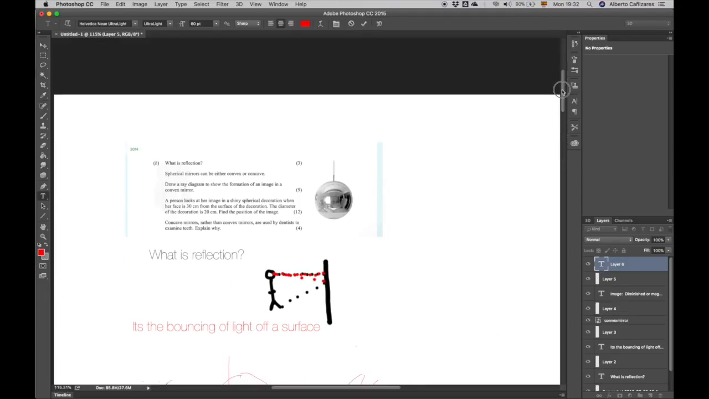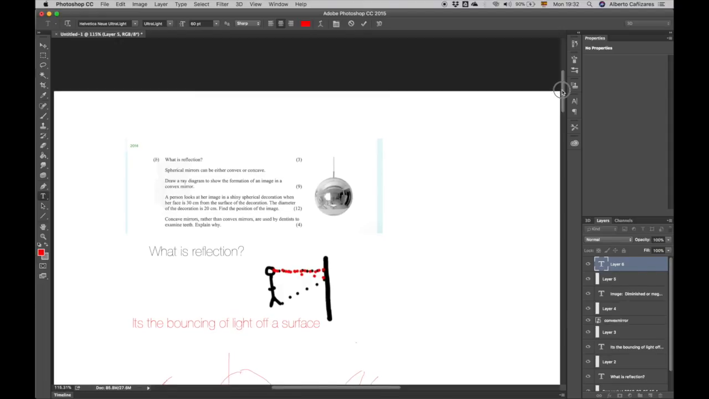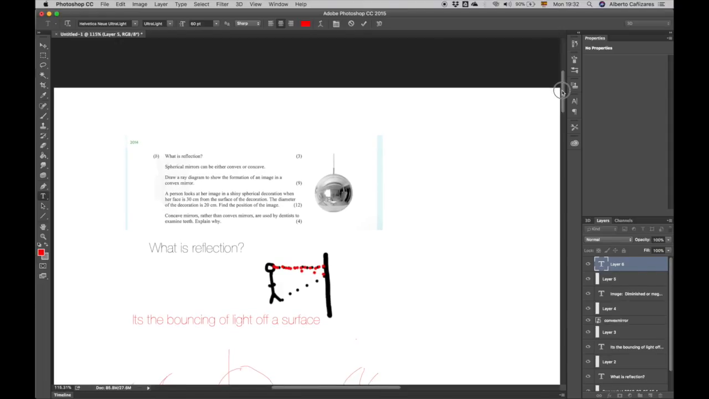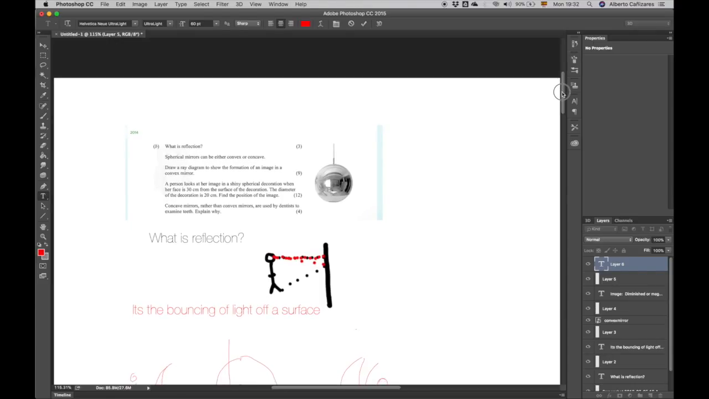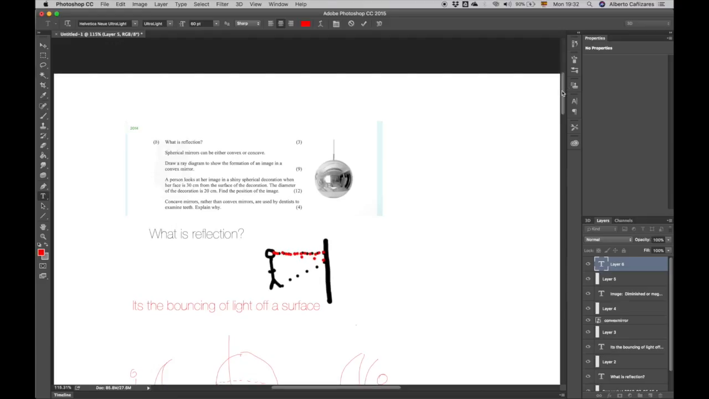The next question says, a person looks at her image in a shiny spherical decoration when her face is 30 centimeters from the surface of the decoration. The diameter of the decoration is 20 centimeters. Find the position of the image.